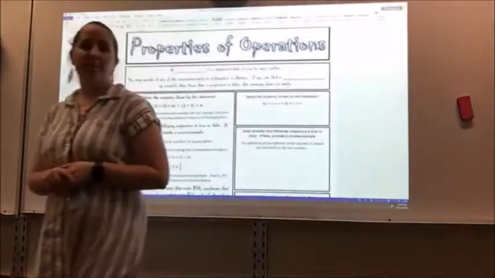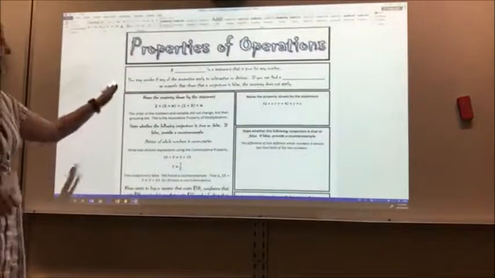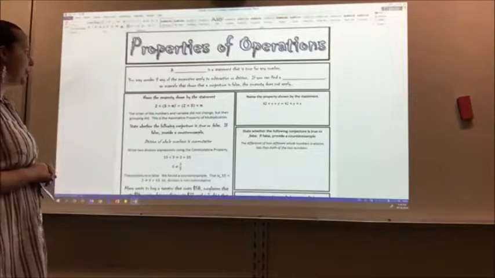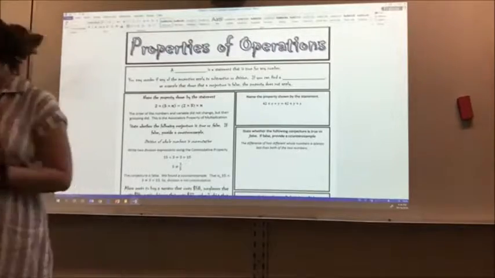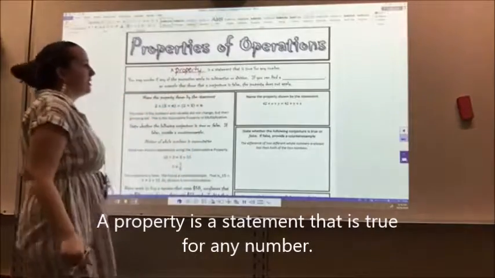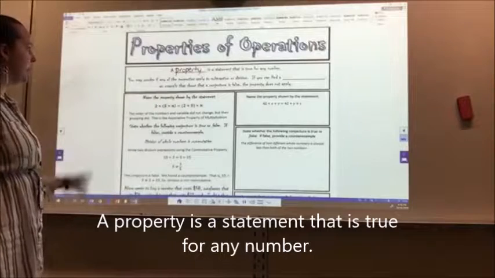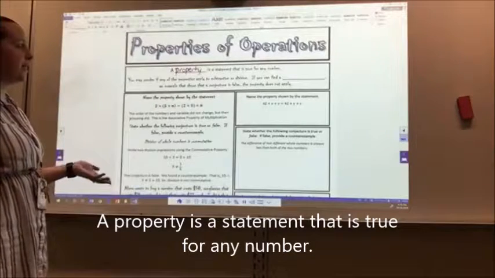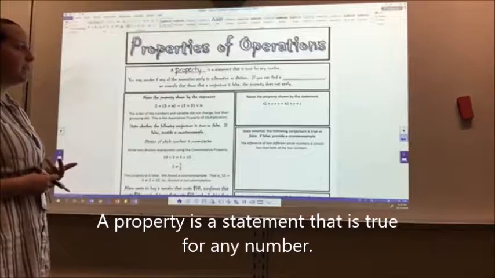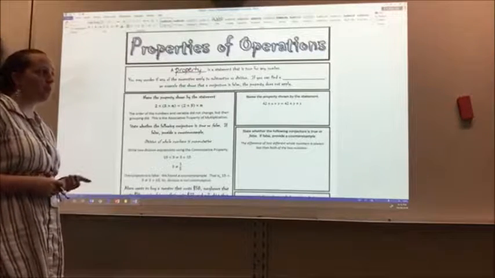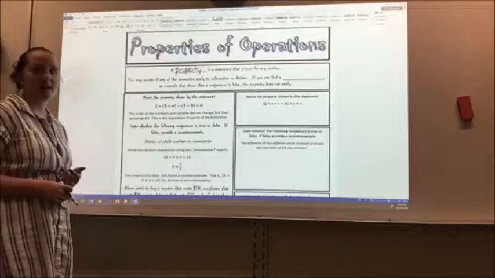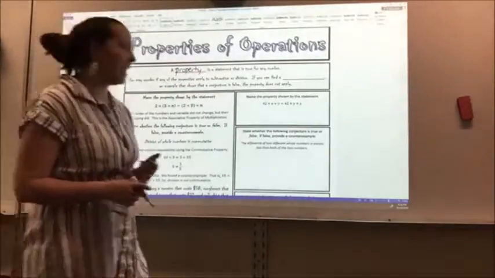So in my first blank, a blank is a statement that is true for any number. In that blank, you're going to write property. So a property is a statement that is true for any number. You may wonder if any of the properties apply to subtraction or division. If you can find a blank, an example that shows that a conjecture is false, the property does not apply. In that blank, you're going to write counterexample.